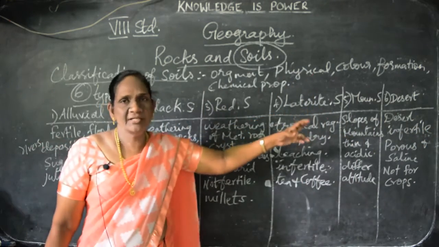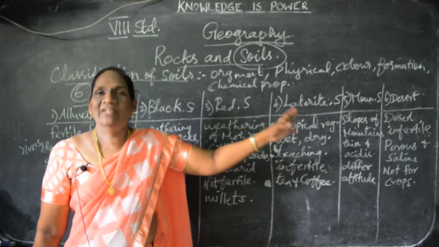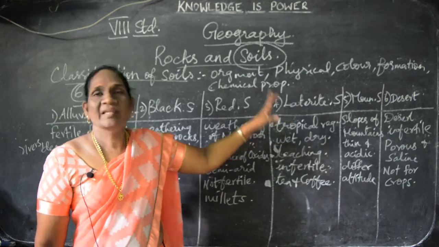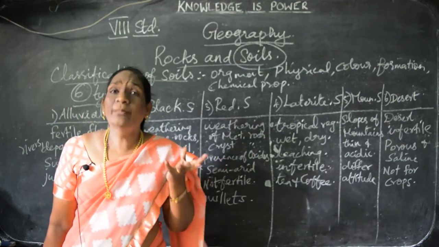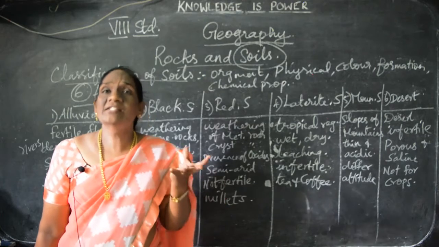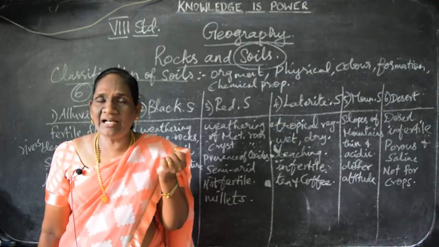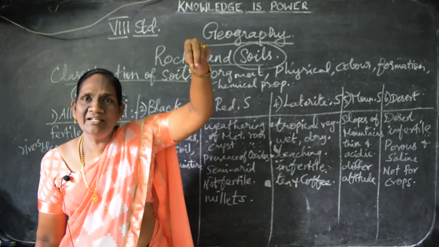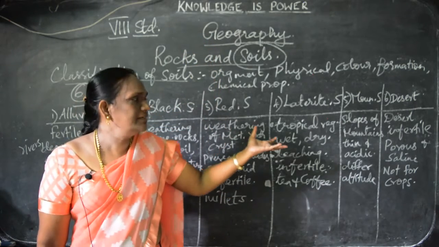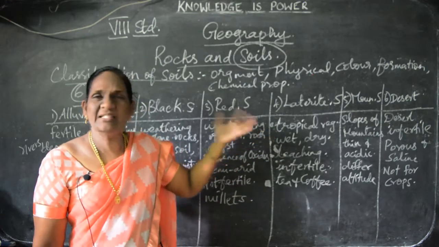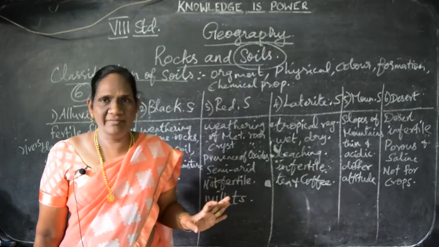Now the sixth one is desert soil. Where can we see the desert soil? We can see the desert soil in the desert region only. Understand? And this desert soil is porous in nature, porous and saline. What is called porous, children? Porous means like sand. If you take sand and drop it like this, what will happen? It will fall away, right? So it is porous, and it is saline soil, and it is infertile soil. It is not at all useful for crop cultivation.